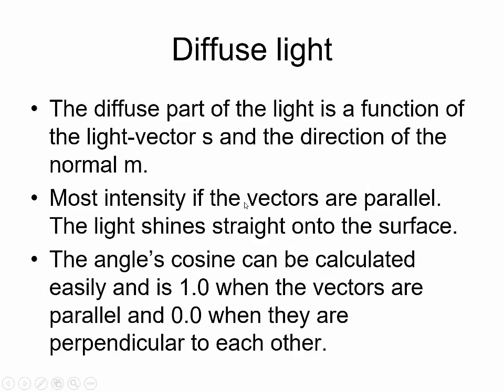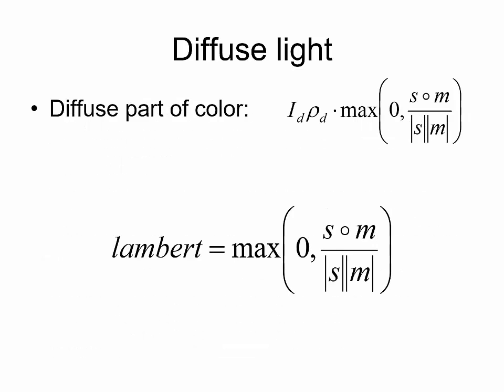So if we simply take these vectors, we don't even need to find the angle between them. We can find the angle's cosine, and that can be calculated fairly cheaply. And we know that this is 1 when the vectors are parallel and 0 when they're perpendicular to each other. So if we look at how this looks, the cosine itself is calculated like this. We have the vector S, which is the direction to the light. We have the vector M, which is where the vertex is facing.